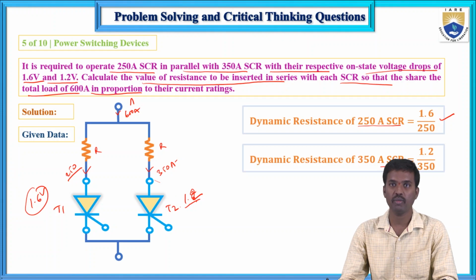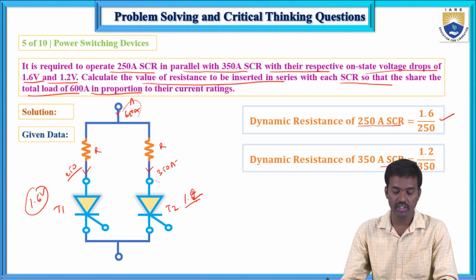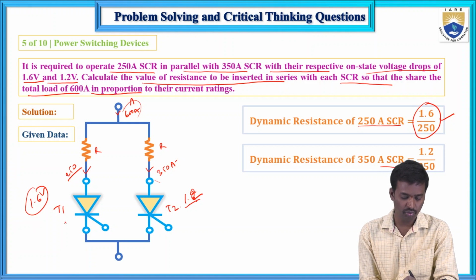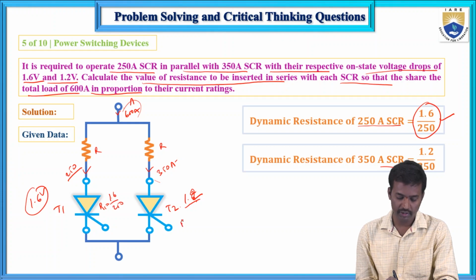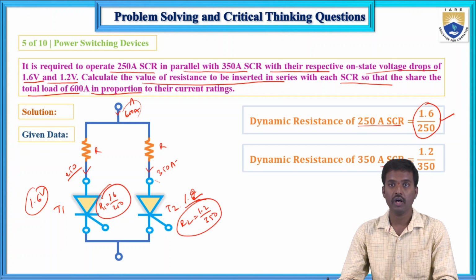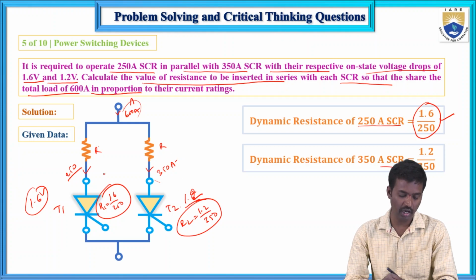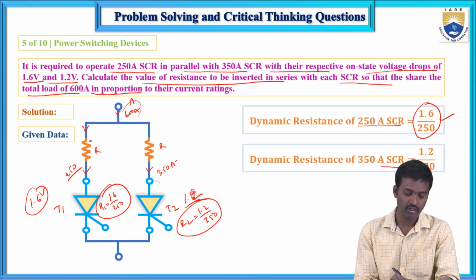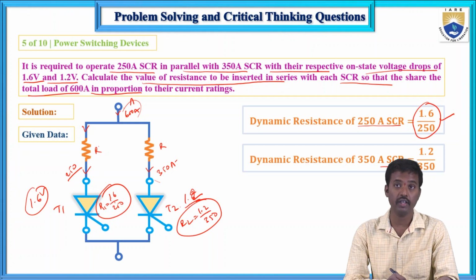We know the current division formula: total current into opposite branch resistance divided by total resistance. So here R1 equals 1.6 divided by 250 and R2 equals 1.2 divided by 350. We have two resistors connected in parallel, and we have the total current, so from this you can determine the individual currents. Now we need to calculate this R, the same resistance connected in series with each SCR.